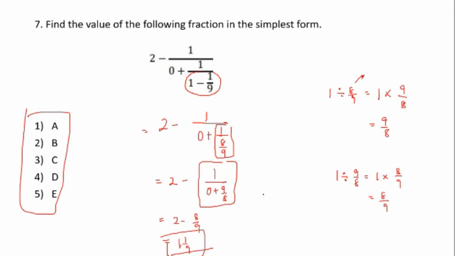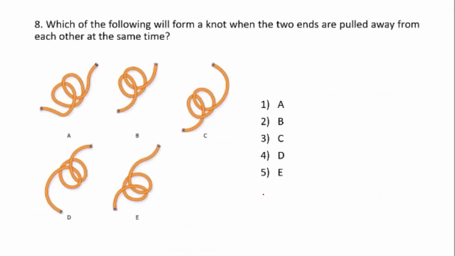Now number 8. Which of the following will form a knot when the two ends are pulled away from each other at the same time? Now, if you notice here, all the pictures look similar. They almost look the same actually. But there is one different picture here, which is option C, and this is the one that will form a knot.